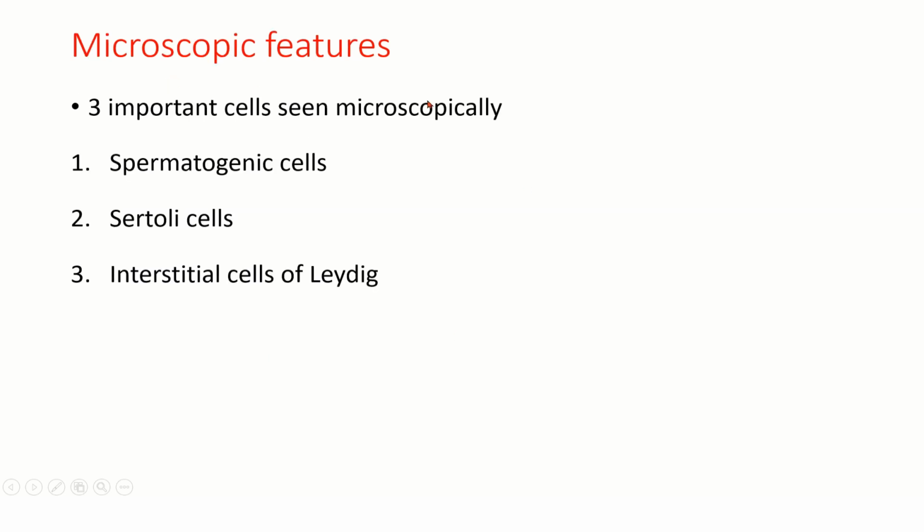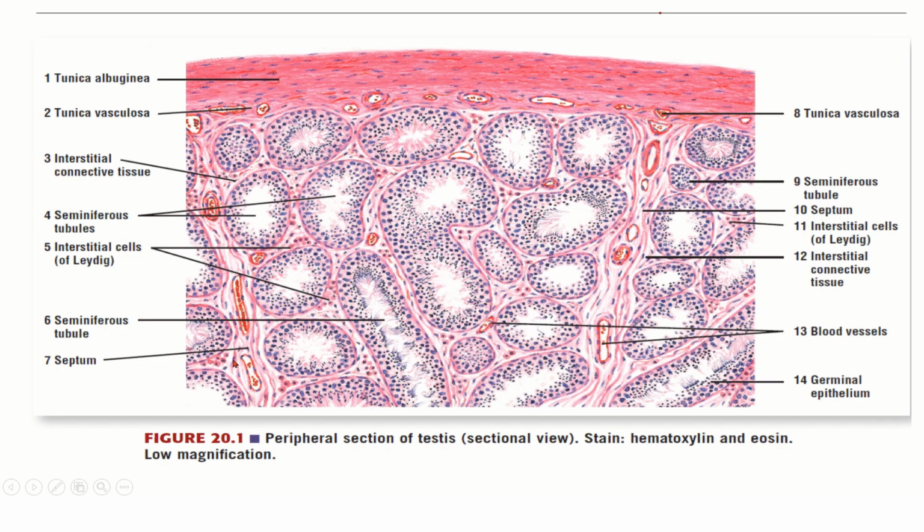So, microscopic features. Microscopy of the testis will be dealt with as a separate class, histology of testis. So here we'll just remember these three important cells in the histological aspect of testis. That is spermatogenic cells for production of sperm, Sertoli cells for supporting the spermatogenic cells, and interstitial cells of Leydig for secreting testosterone.